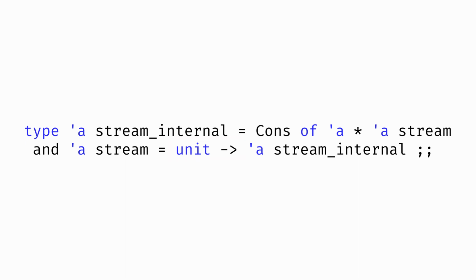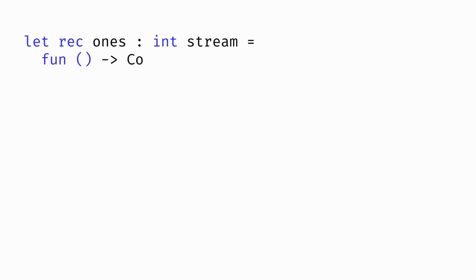So with this new type for streams, how could we define our infinite stream of ones again? A stream can't be constructed immediately with a cons value constructor anymore. Instead, a stream is a function whose argument is unit. In the body of the function, we'll need a stream internal. And according to our definition, a stream internal is the cons of a value like 1, and a stream, like ones.